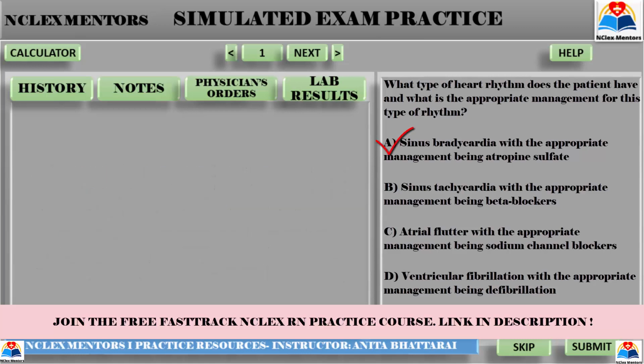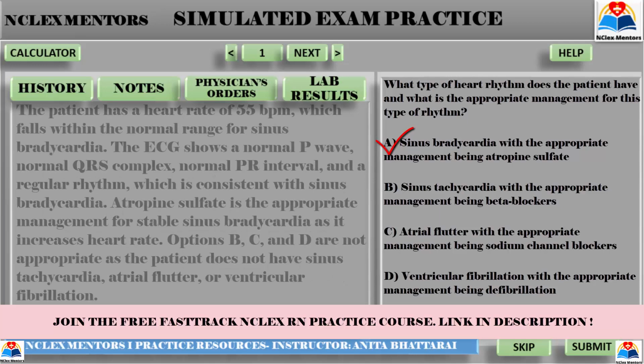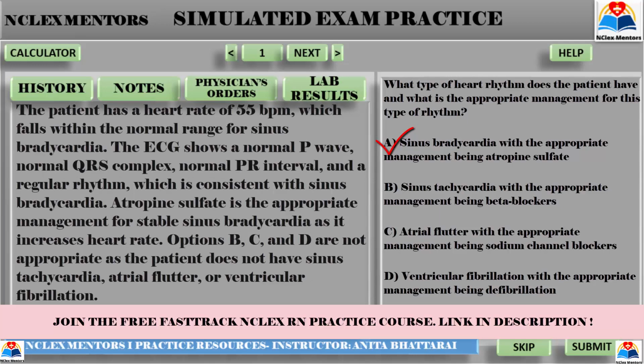The correct answer is A. Sinus bradycardia with the appropriate management being atropine sulfate. The patient has a heart rate of 55 beats per minute, which falls within the range for sinus bradycardia. Atropine sulfate is the appropriate management for stable sinus bradycardia as it increases heart rate. Options B, C, and D are not appropriate as the patient does not have sinus tachycardia, atrial flutter, or ventricular fibrillation.